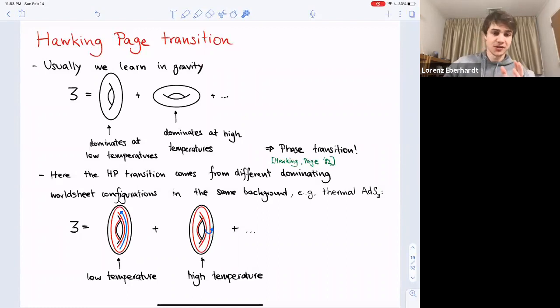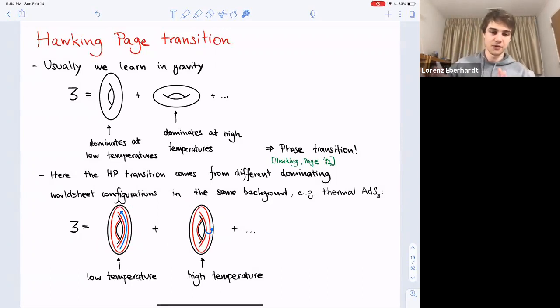And here, the Hawking-Page phase transition really comes from different dominating worldsheet configurations, but in the same background. So for instance, in thermal AdS3, you can view this as a sum where you have a string that winds many times along the thermal cycle. That's the analog of thermal AdS, a low, not highly excited state in thermal AdS. But the highly excited state you get when you wind many times around the spatial cycle of thermal AdS. So this one dominates at low temperature and this one at high temperature, and that leads to the phase transition.